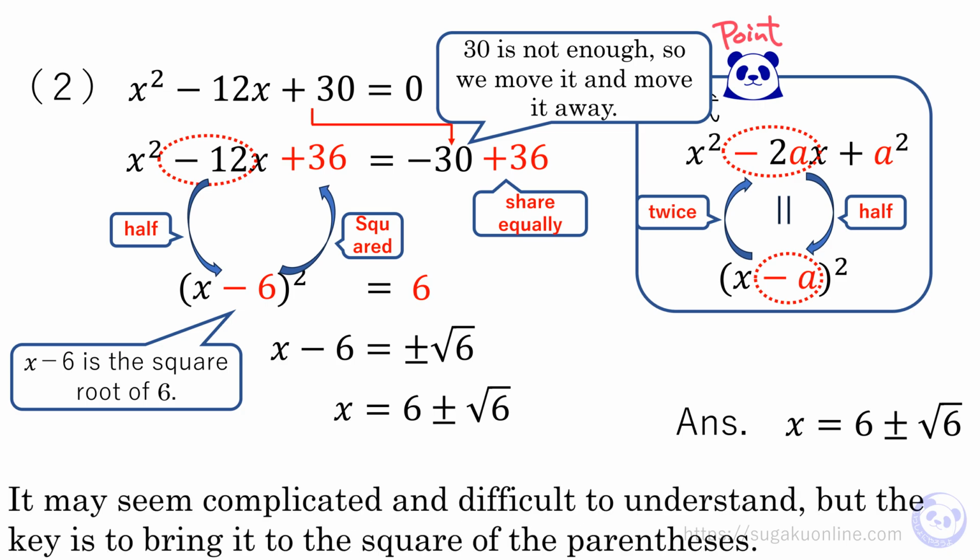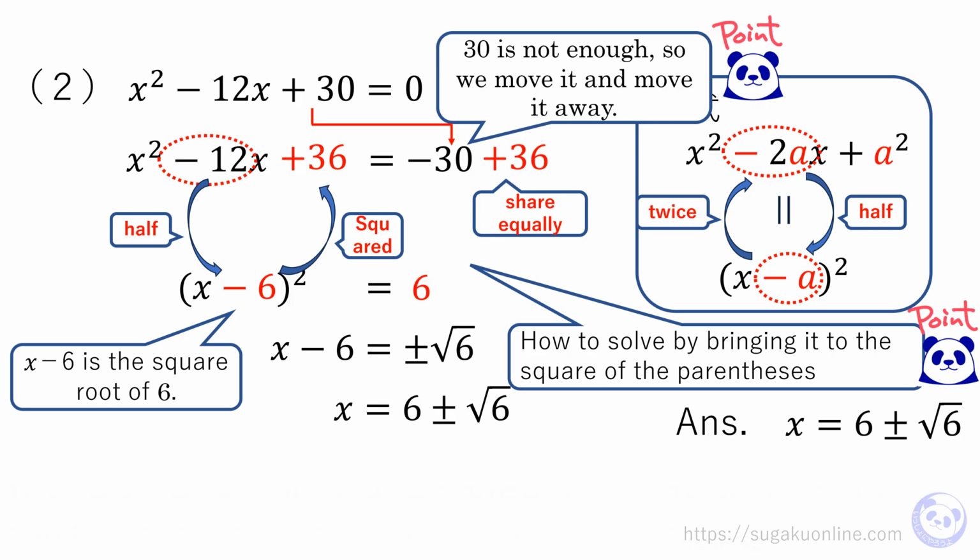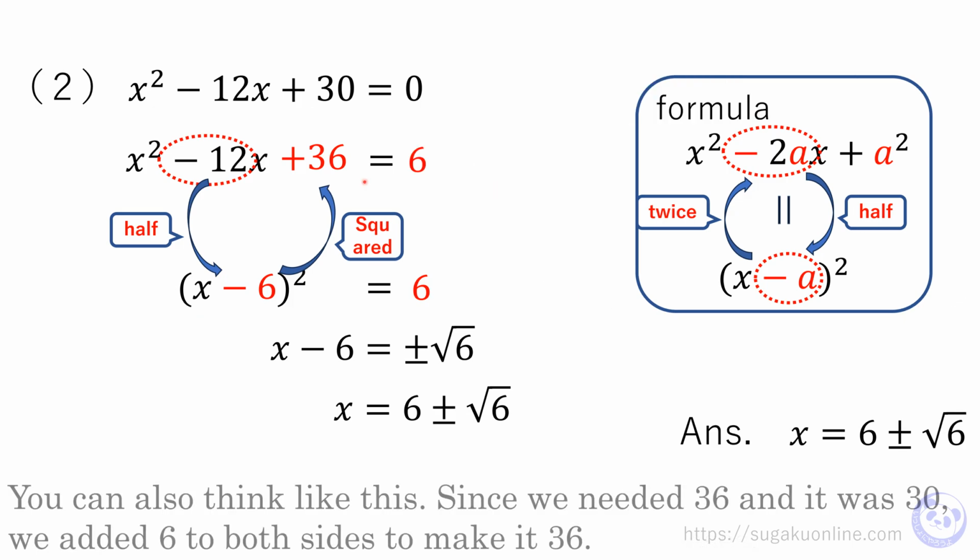It may seem complicated and difficult to understand, but the key is to bring it to the square of the parentheses. You can also think like this. Since we needed 36 and it was 30, we added 6 to both sides to make it 36.